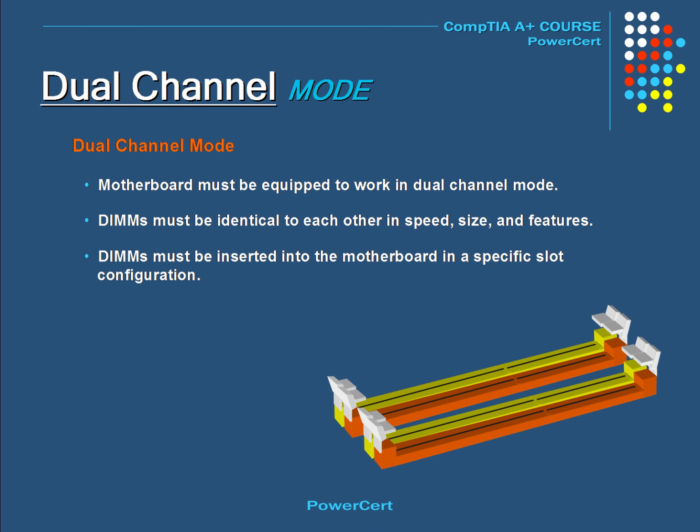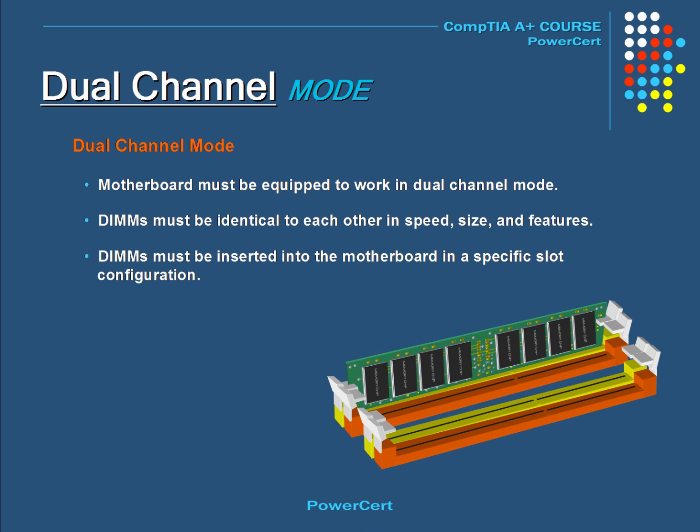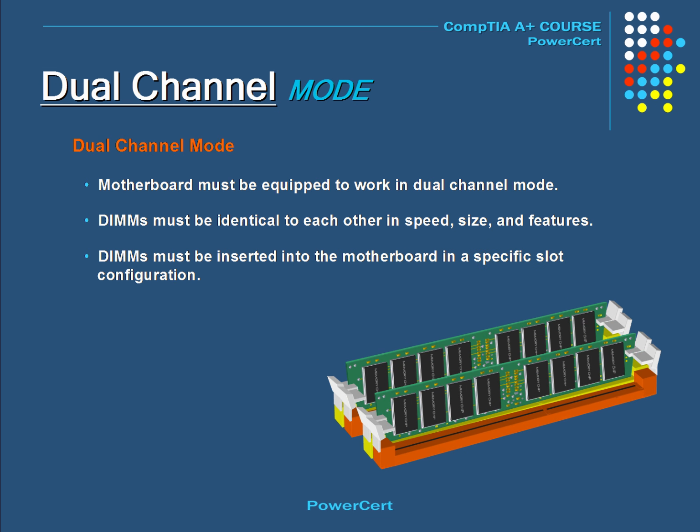For example, here we have some dual-channel memory slots. So in order for dual channel to work, you need to install a pair of identical DIMMs in the slots of the same color. In this case, we put a pair of DIMMs in the yellow slots.